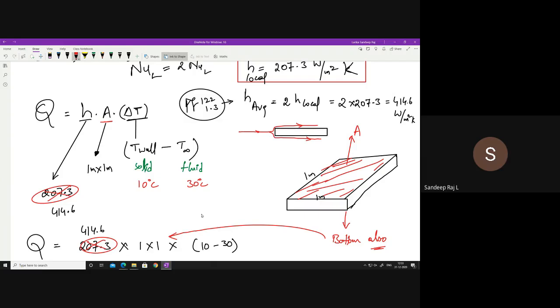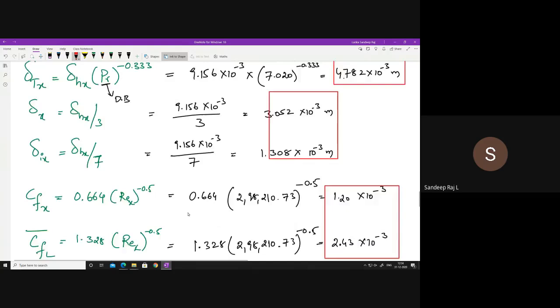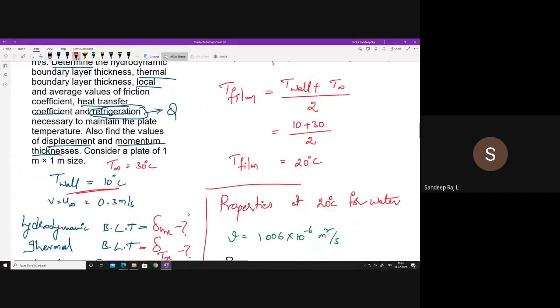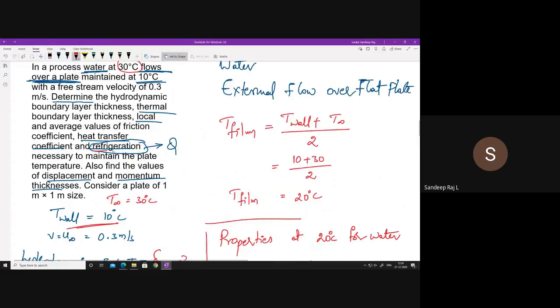If you are doing it for one area, it will represent heat transfer only on one side. So in the question, what is asked is the refrigeration, isn't it? Let me go to the question. He has given that the refrigeration is required to maintain the plate temperature. So the plate temperature is overall maintained at 10 degrees centigrade. One side you have done, the other side also you can take and do. It's up to you as per your requirement. Because it is not clear in the question, I've done it only on one side. Is that okay? Yes, sir.